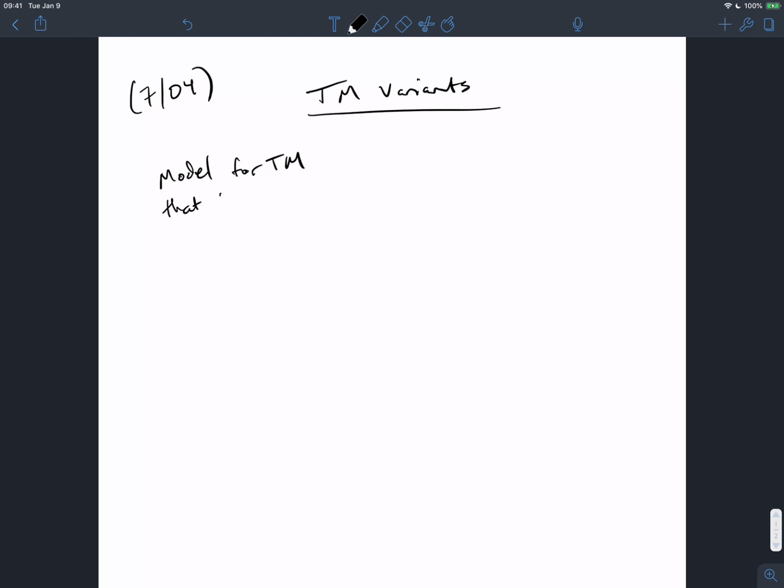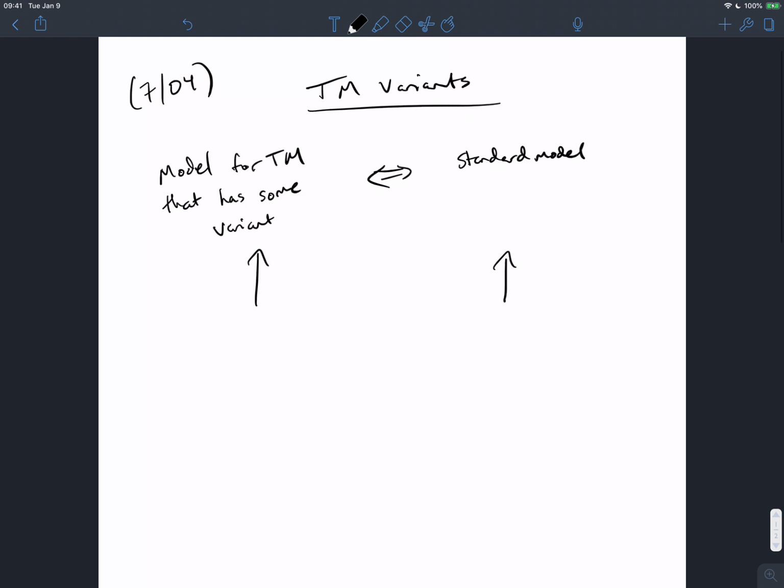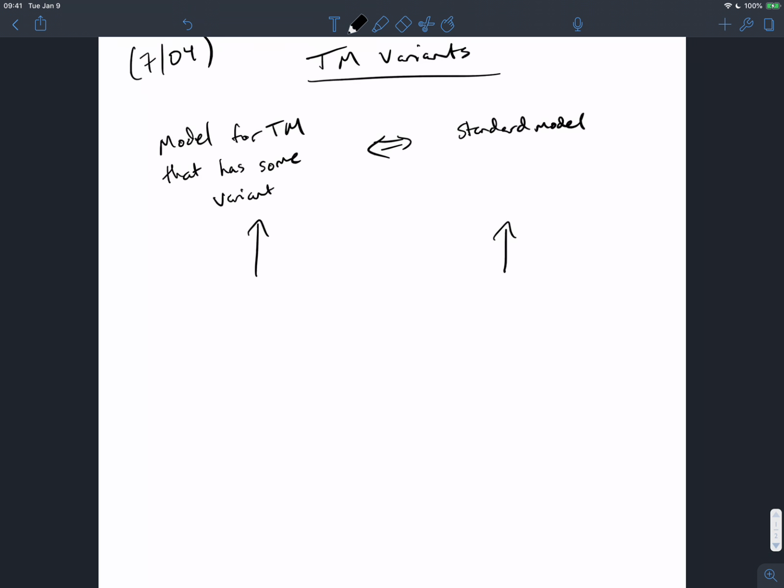that has some variant. And what we wanted to show is that this model is equivalent to the standard model. Basically, if we have a Turing machine that is a variant of the standard model, it can be simulated by a Turing machine of the standard model and the other way around. So in fact, they recognize and decide the exact same languages.